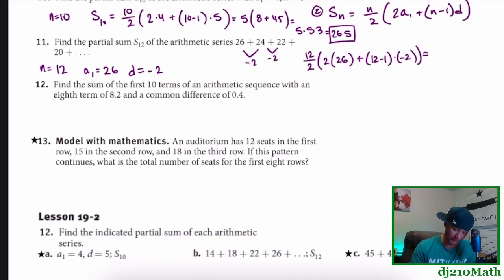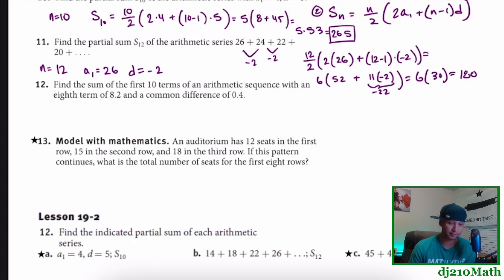All right, so this is going to be 6 times 26 times 2, so 52, plus 11 times -2, which would be -22. This ain't so bad. So 6 times 52 minus 22. So 50 minus 20 is going to be 30. Oh, this isn't bad at all. So 6 times 30, 180. It's not bad. Can't be scared of the math.